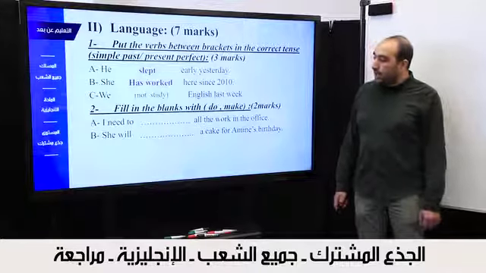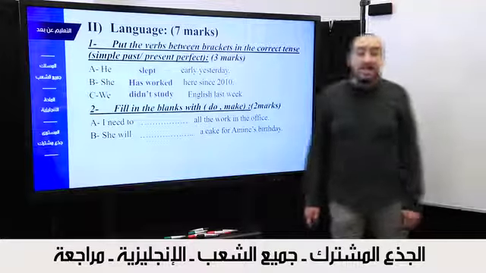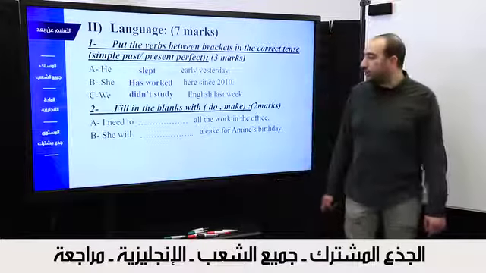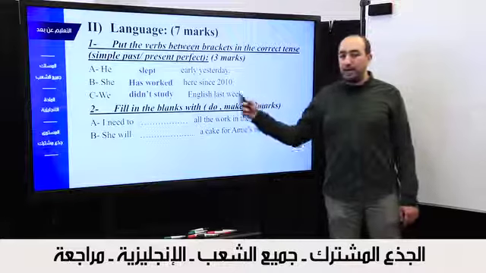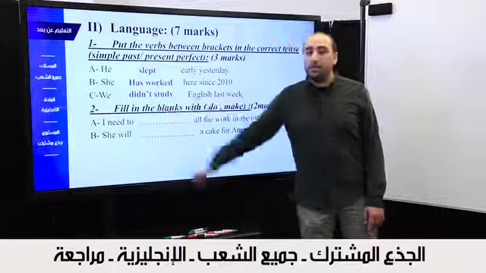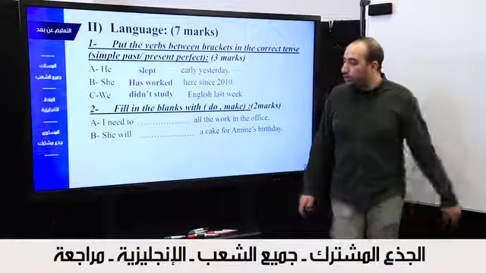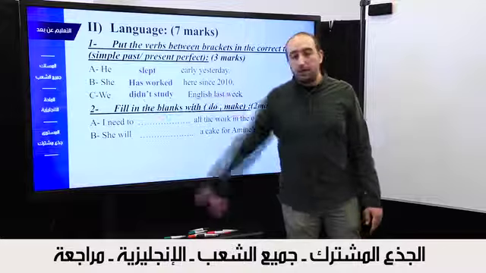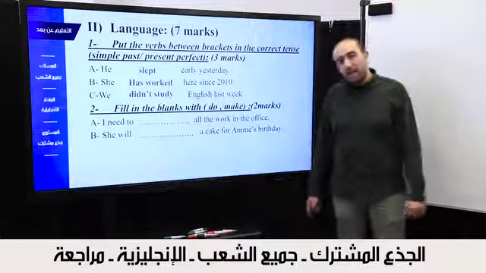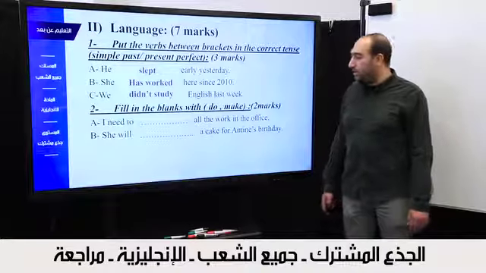C. We not study English last week. We didn't study English last week. So because we have a time expression that indicates the past, we didn't study. And as we have said earlier, you take the auxiliary to do and you put it in the simple past, plus not, plus the base form of the verb.